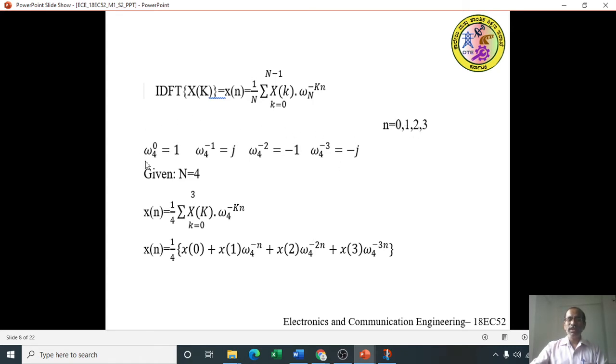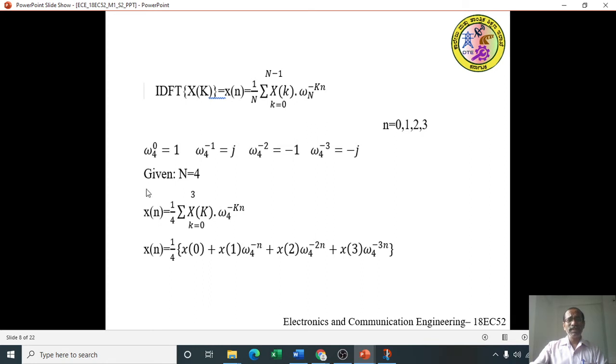Now we want to choose twiddle factors for this. Very simple: these twiddle factors can be chosen from the same diagram by selecting the values in the anti-clockwise direction. That is, omega 4 power 0 is 1, omega 4 power minus 1 is j, omega 4 power minus 2 is minus 1, omega 4 power minus 3 is minus j. In the same diagram, if you move in the clockwise direction, remember that it is positive powers of twiddle. If you move in the anti-clockwise direction, remember that it is negative powers of twiddle.